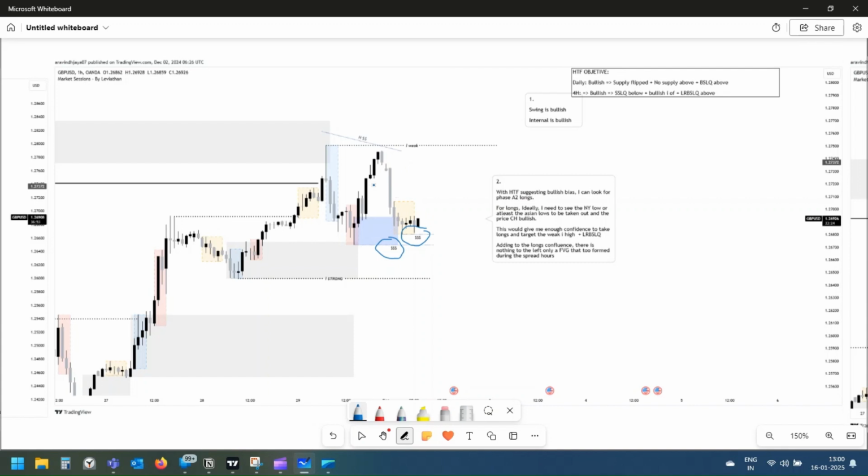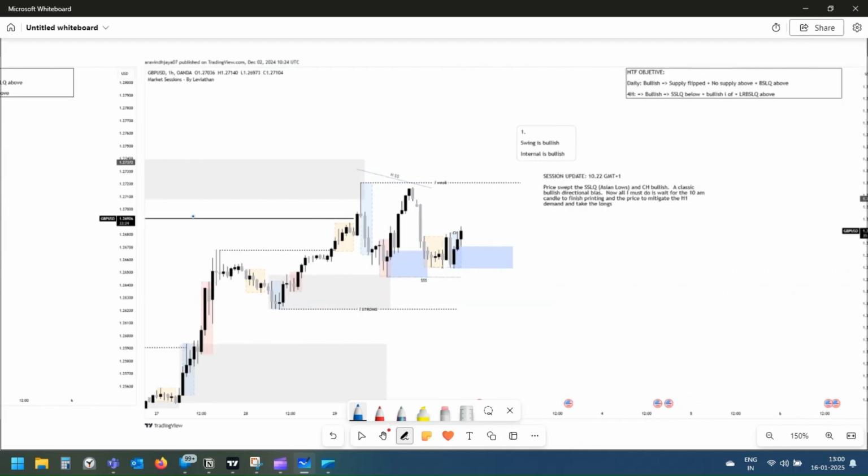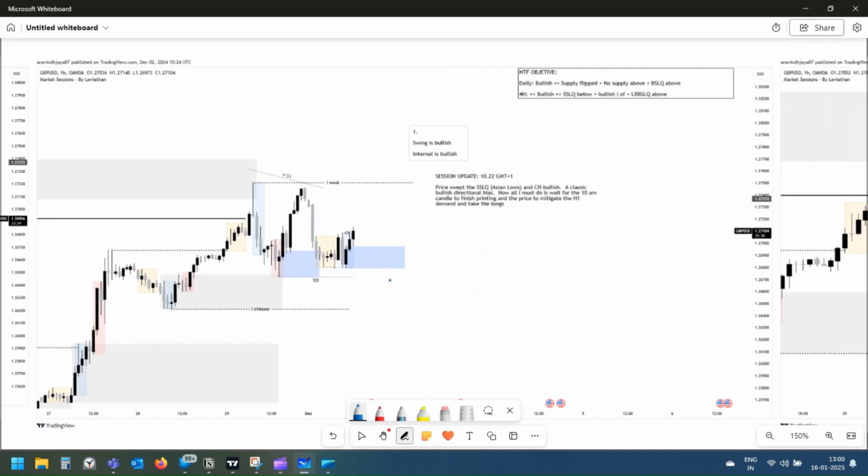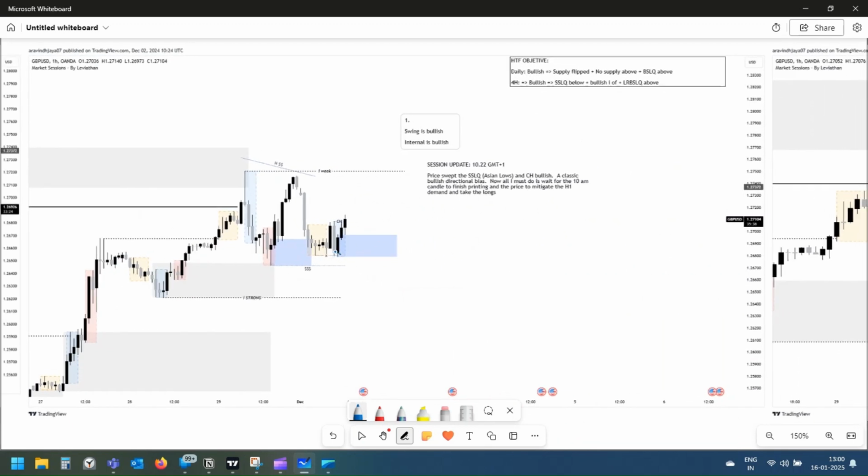So all this was formed during the lull period, and there are no pending orders here, and the price can just rally up and take out the low resistance liquidity as well as the weak internal high. So zooming in, proceeding with the charts, here you can see the price has swept the sell side liquidity and then it has chalked bullish. So ideal condition for me to take longs.